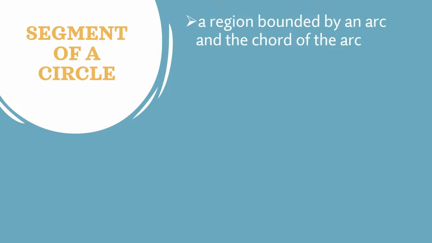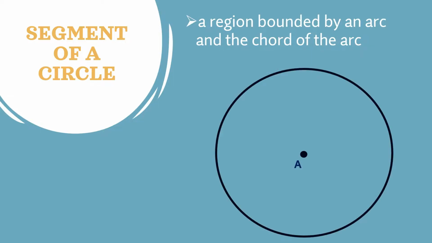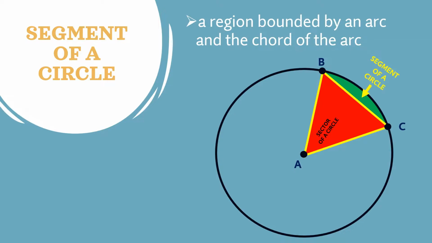By definition, it is a region bounded by an arc and the chord of the arc. To differentiate segment of circle and sector of a circle, let's have this diagram. If you have a circle, let's say circle A, then radius AB and radius AC, you can have a sector of a circle. A sector is bounded by two radii and the arc. So for us to have a segment of a circle, we will need a chord. Let's have BC as our chord. Notice that there's a small portion on our circle which is bounded by chord BC and arc BC. That is what you call the segment of a circle.